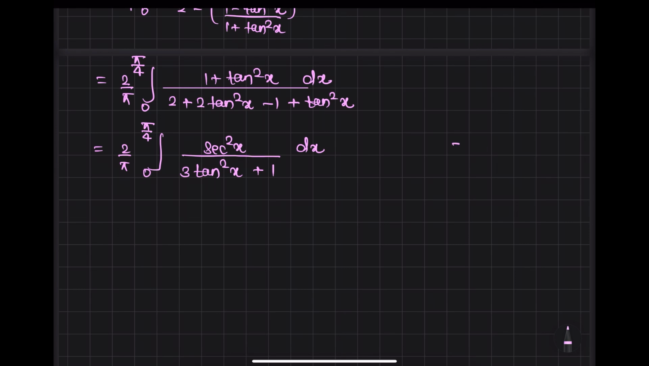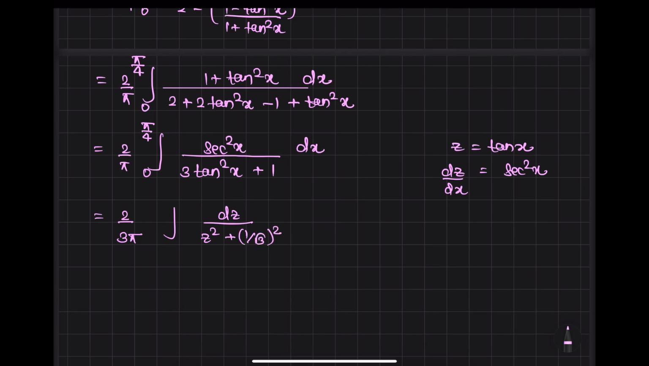Now what we will do, we will take z as tan x. So dz by dx will become what? Sec square x, right, and we have sec square x dx, so that will be replaced by dz. We will also take this 3 common, so we will be left with 2 by 3 pi integration dz by z square plus (1 by root 3) whole square.